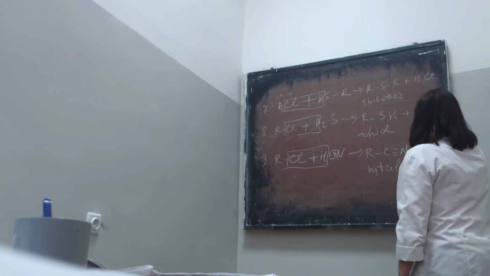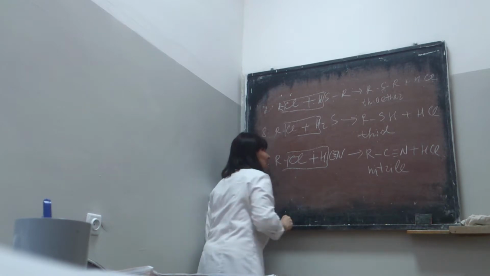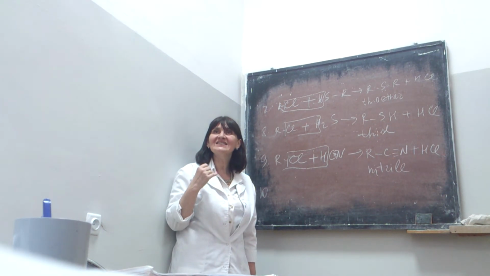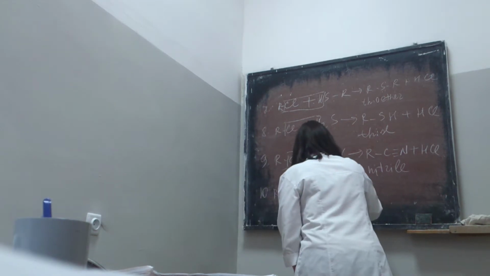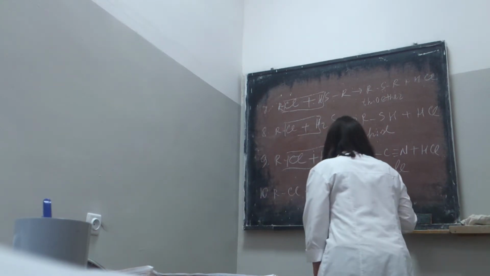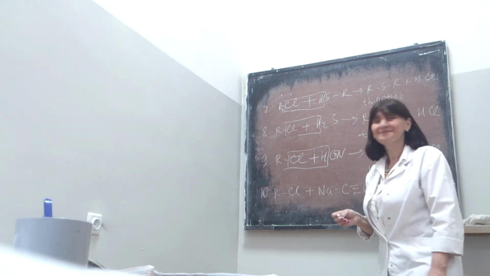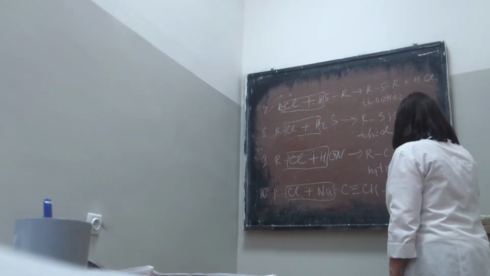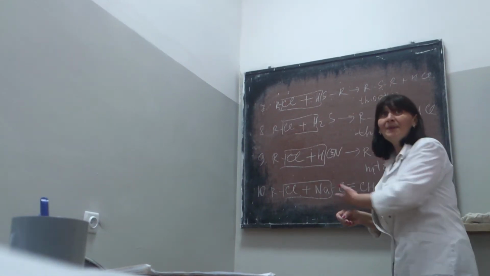Nitrile plus HCl. And the last reaction is alkyl halide plus alkyne salt. Now look, C triple bond CH plus NaCl. What has to be the product of this reaction? As you see, C triple bond C, R.